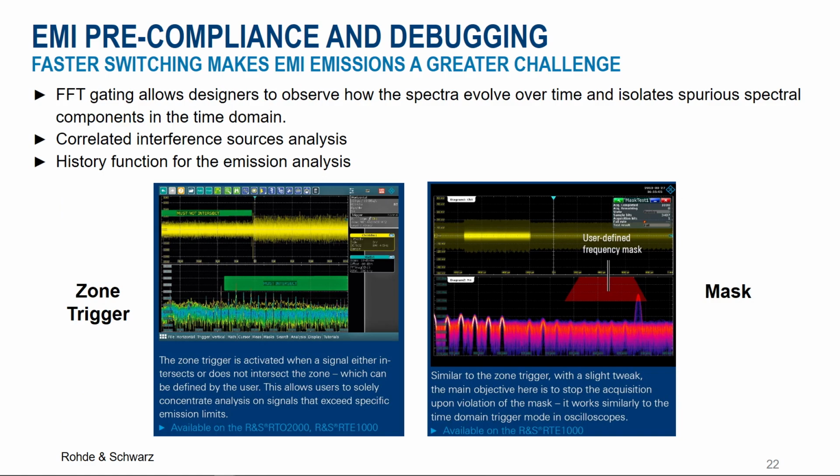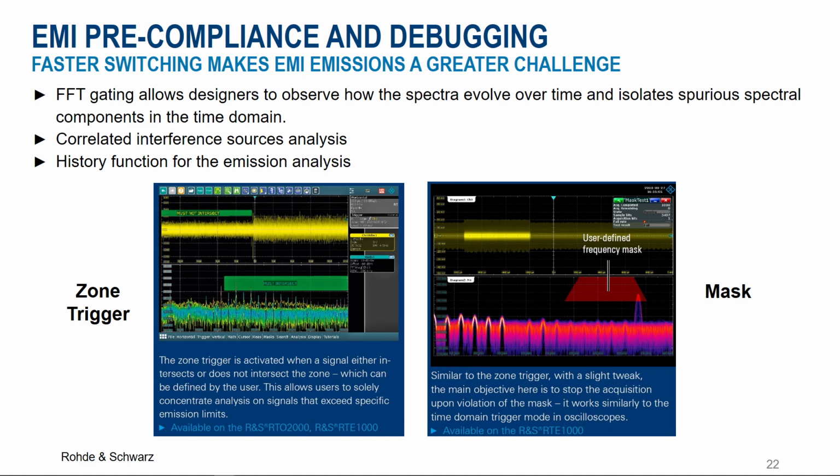This method is used where multiple broadband sources exist, so for example, switch mode power supplies with DC level converters. The following oscilloscope analysis tools are beneficial for EMI testing. FFT gating emissions. So by applying FFT gating, you can see how the spectra evolves over time. This is useful for switching events in switch mode power supplies. FFT gating also isolates spurious spectral components in the time domain.